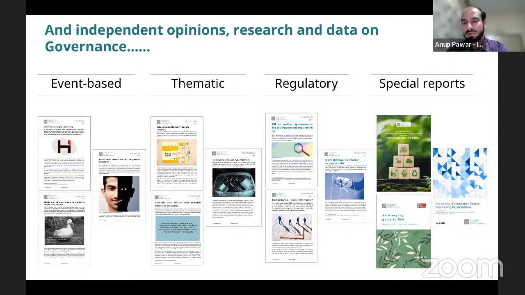And all of this, let me just tell you, is available for free on our website. There is no payment that you need to make to access this research. So I encourage all of you to go through our website. All of this research is available because the intent is to make all of our thought processes, whatever is happening in the governance and ESG space, available to everyone free of cost.